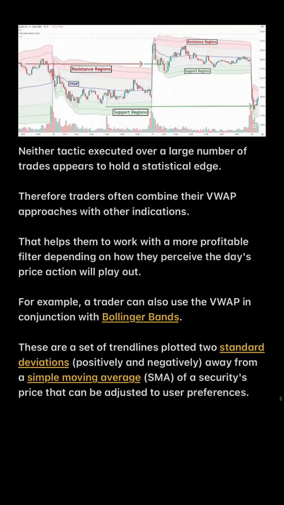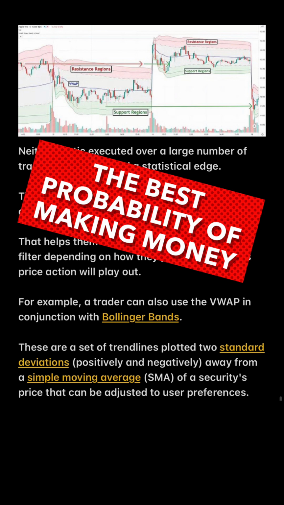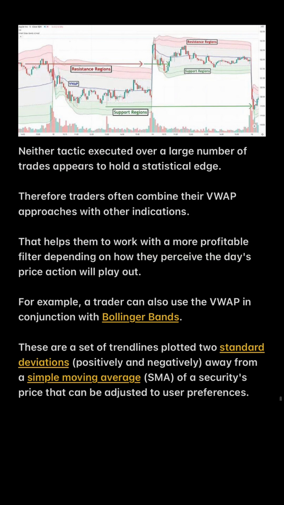Now, neither tactic executed over a large number of trades appears to hold any statistical edge. Therefore, traders often combine their VWAP approach with other indicators. And like I always say, you're trying to gauge the best probability of making money because nothing is for certain in the market. Now, to elaborate on this a little bit, for example, a trader can also use the VWAP in conjunction with, say, Bollinger bands.